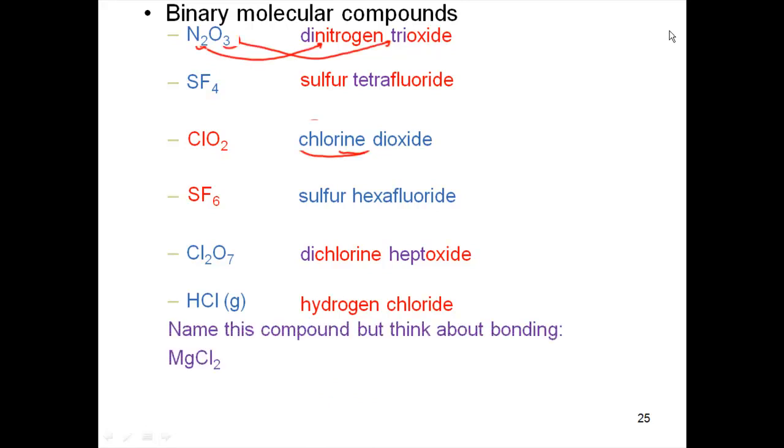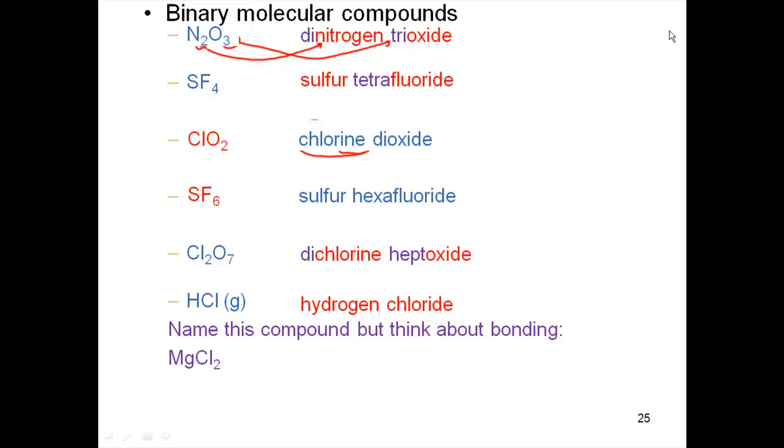MgCl2. Think about this one in the name. Now you may have a tendency at this point in time, since everything we've been doing so far has been covalent bonding, to name this magnesium dichloride. But the question is, would you be correct? And the answer would be no. That's why I said you got to think about bonding every time. What kind of bonding is MgCl2?